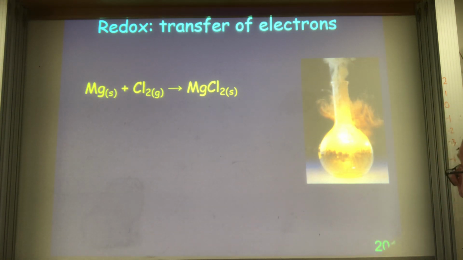So let's look at a couple of very simple redox reactions. Magnesium metal reacting with chlorine gas. It'd be quite a spectacular reaction involving fairly nasty toxic chlorine gas, which I'm never going to produce in a high school lab.